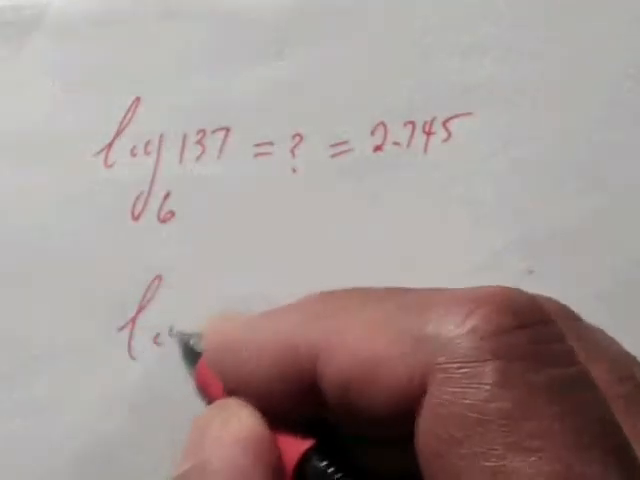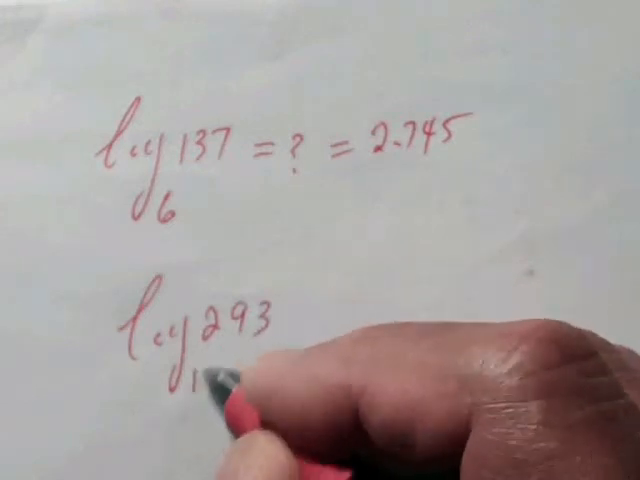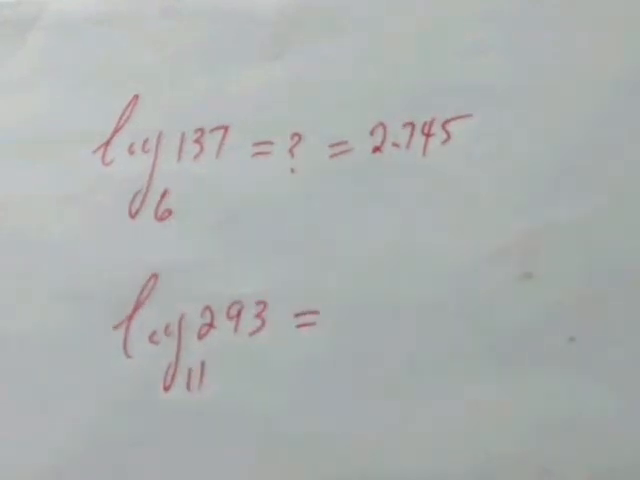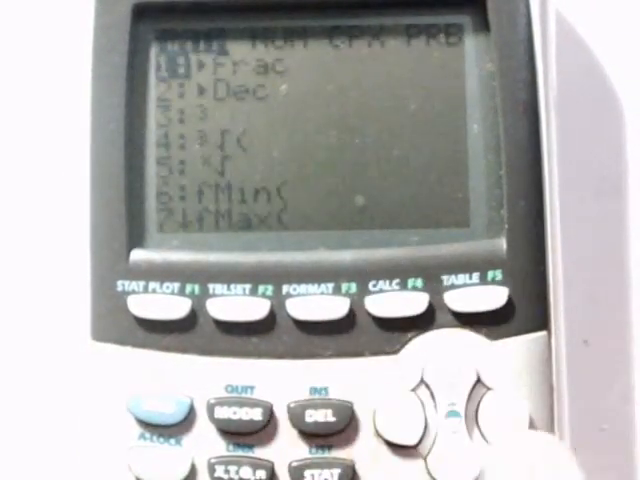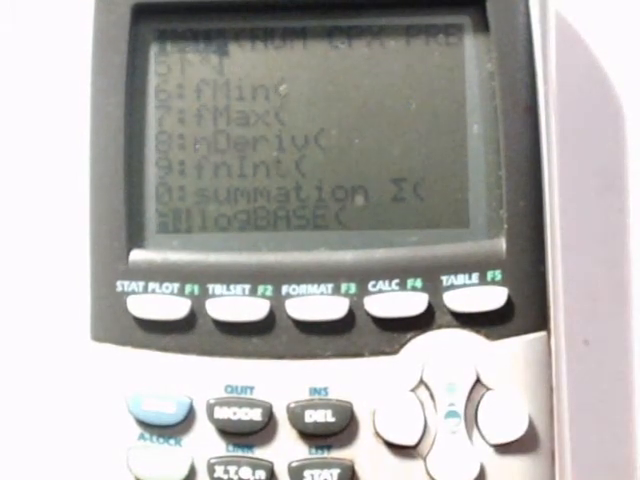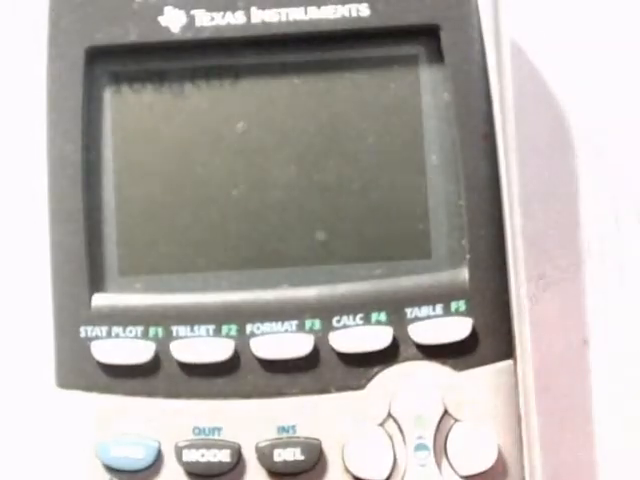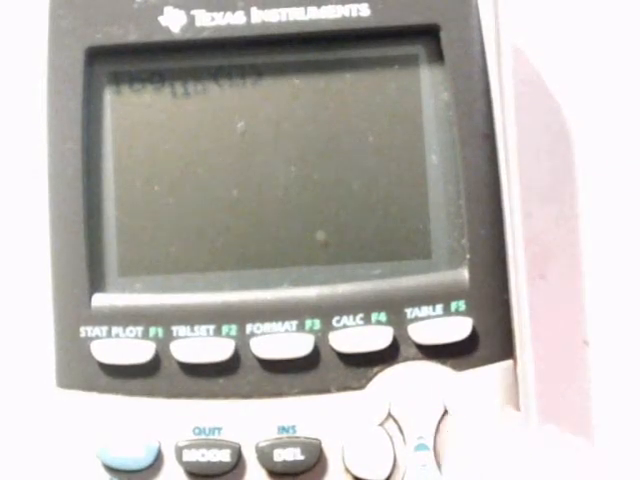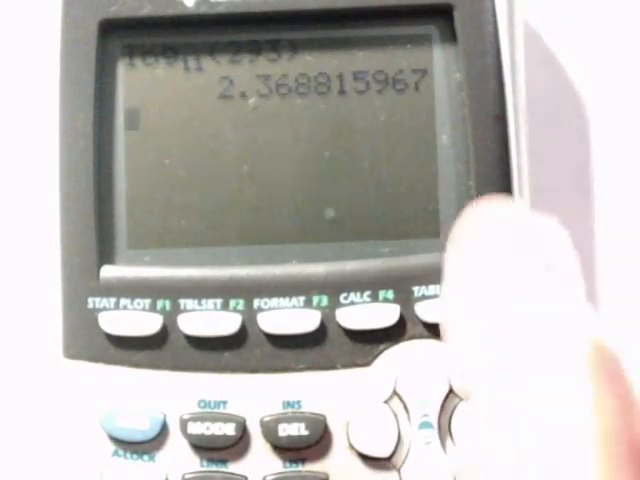But if you want to do log, let's say, 293 to base 11, how would you do that? Go to math, go all the way down to log base. The base is 11. So I get 2.37.